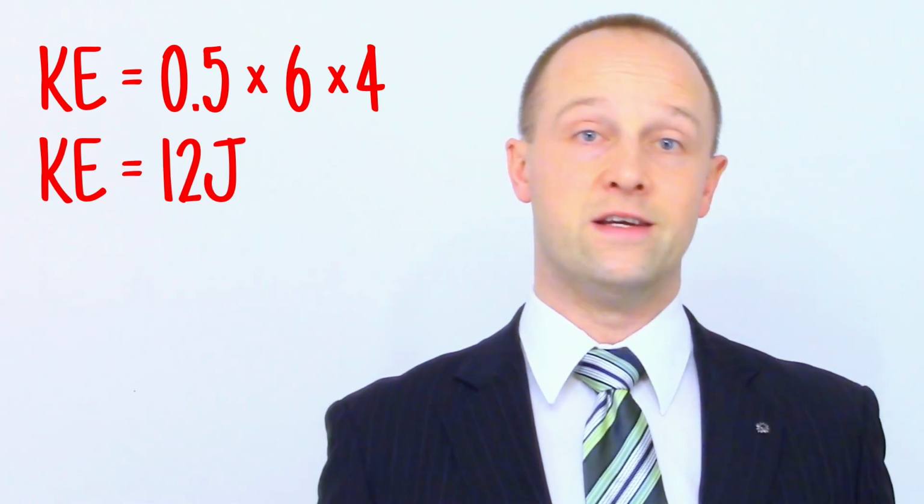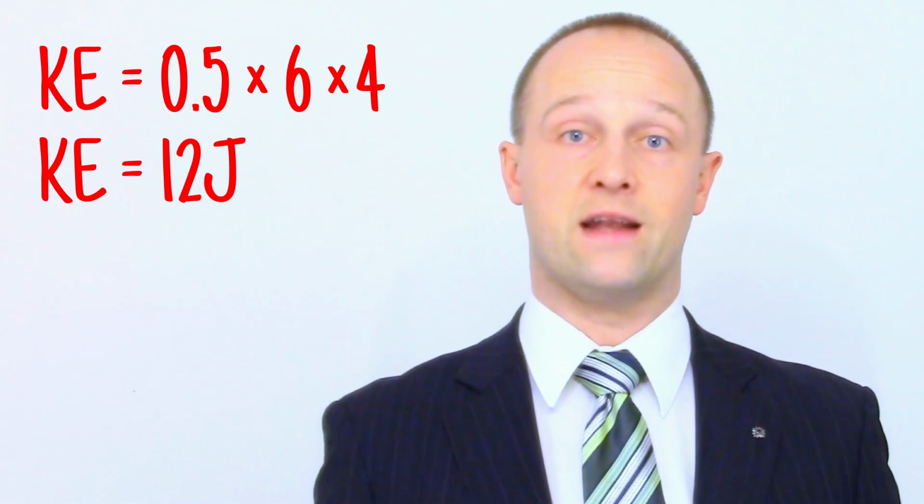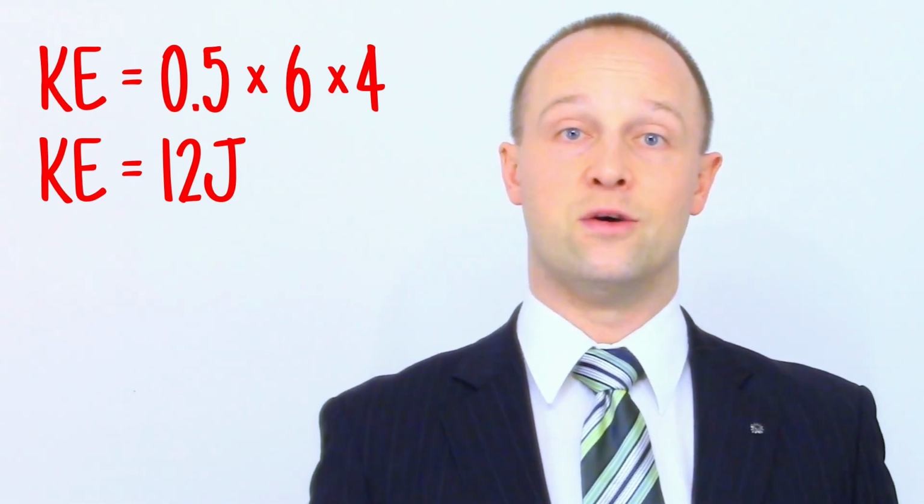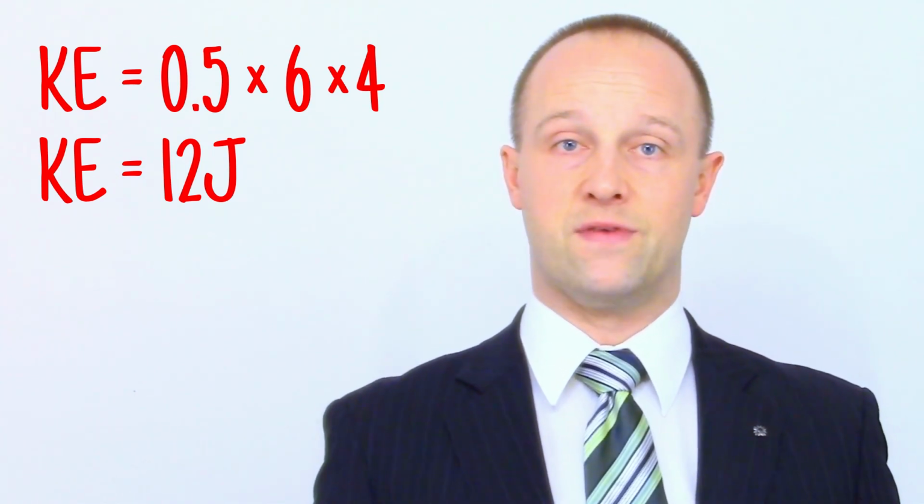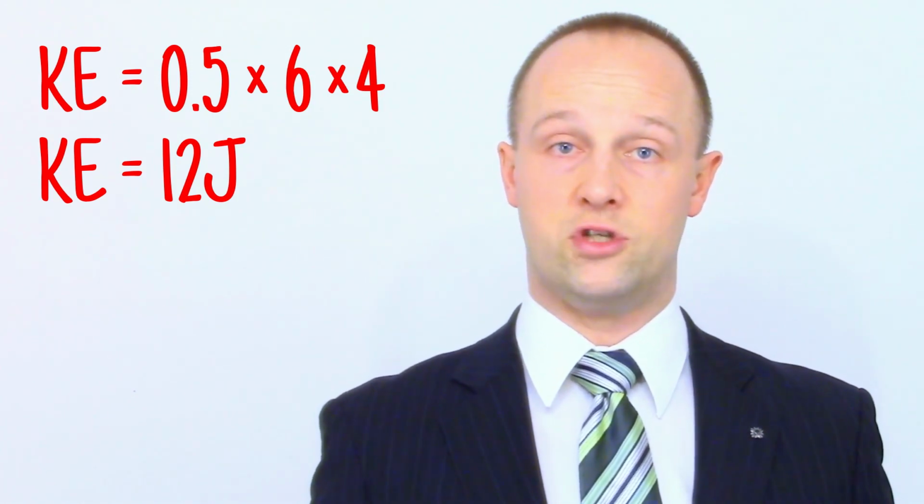It's a type of energy, so like all energy, it's measured in joules. The symbol for that is a capital J. So a 6 kilogram mass moving at 2 meters per second has a kinetic energy of 12 joules. Hopefully that was pretty simple to follow.